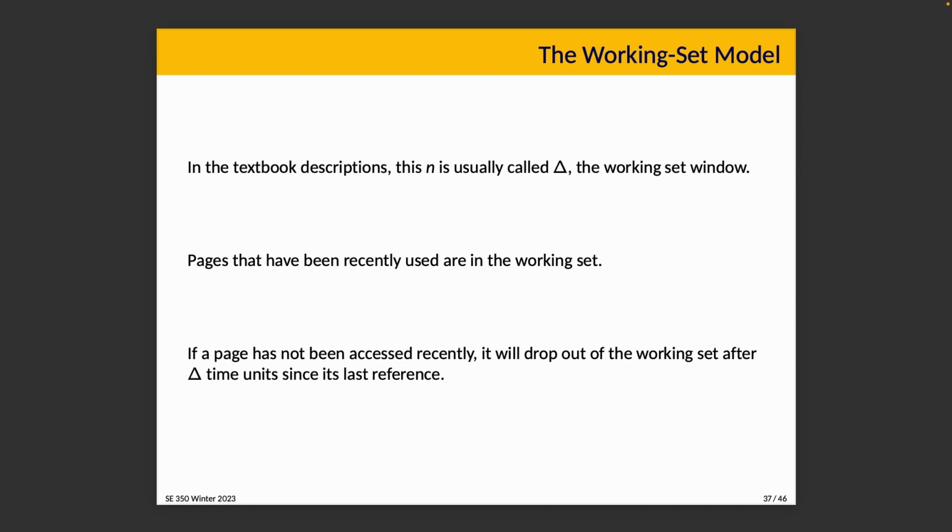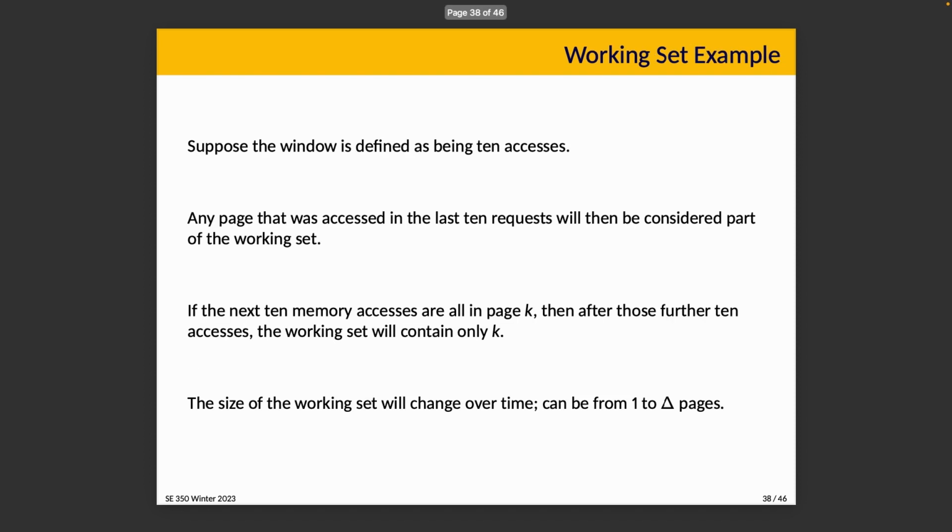And pages that have been recently used are in the working set. If a page has not been accessed recently, it will drop out of the working set after delta time units since its last reference. So suppose the window is defined as being 10 accesses. Any page that was accessed in the last 10 requests is considered part of the working set. If the next 10 memory accesses are all in page K, then after those further accesses, the working set contains only page K. If a page has not been used recently, we expect it to drop out.